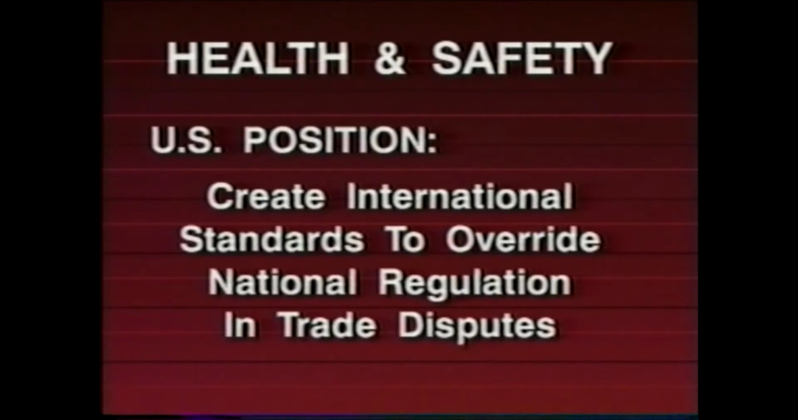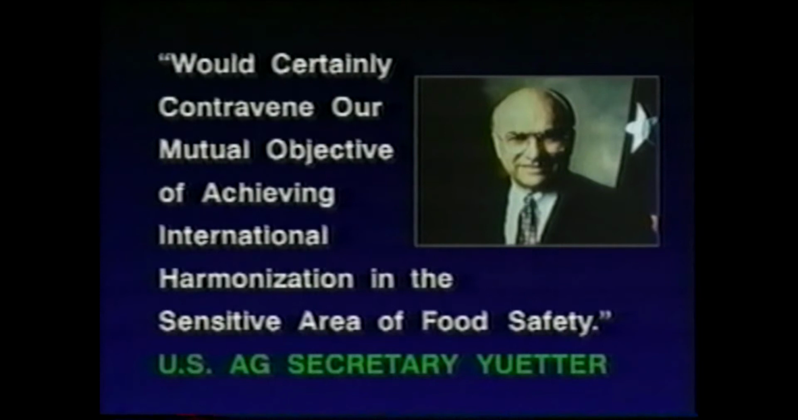On the issue of health and safety regulations, this final GATT proposal includes the Bush administration's global harmonization plan. Under this proposal, GATT could reduce the authority of Congress and state governments to set minimum standards for imported foods. As an example of how harmonization would work, U.S. Agriculture Secretary Clayton Yeutter has urged Europe not to impose a ban on BGH, an artificial growth hormone being tested on U.S. dairy cows. He opposed the ban, arguing that this would certainly contravene our mutual objective of achieving international harmonization in the sensitive area of food safety.